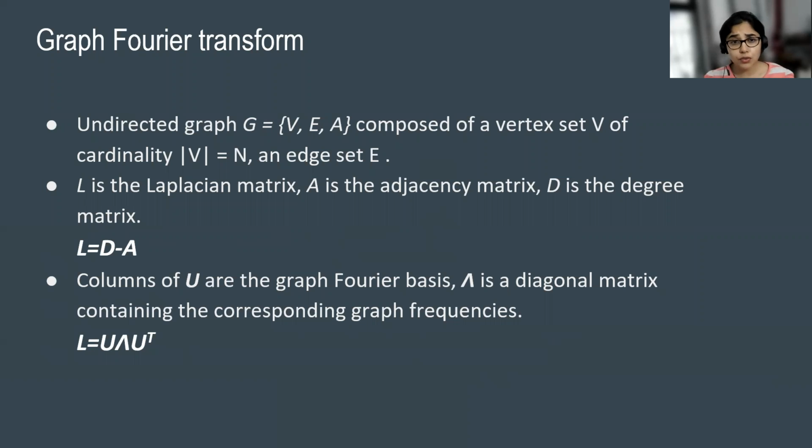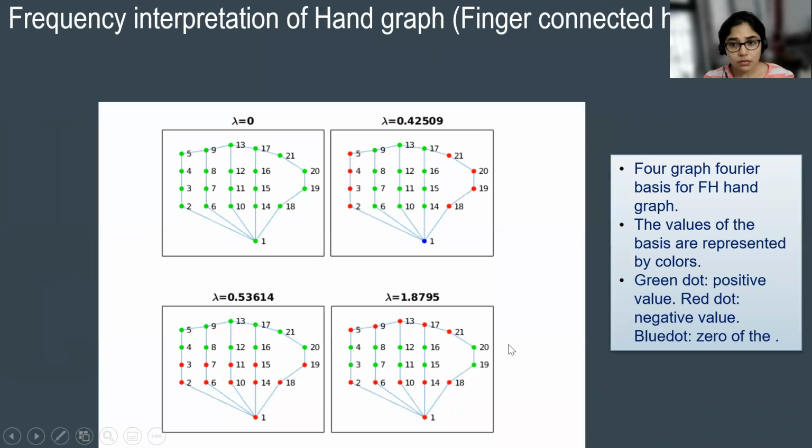So given a graph with vertex set V, edge set E, and adjacency matrix A, we can define the Laplacian matrix as the difference between the degree matrix and the adjacency matrix. And if we do an eigenvalue decomposition of this Laplacian matrix, the eigenbasis represents the graph Fourier basis, and the corresponding eigenvalues give you the graph frequencies. So in this case, lambda represents the graph frequencies, and we can easily interpret the graph Fourier basis for these hand graphs.